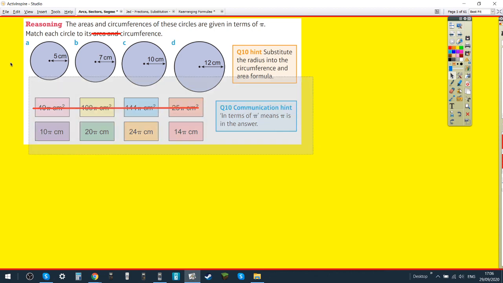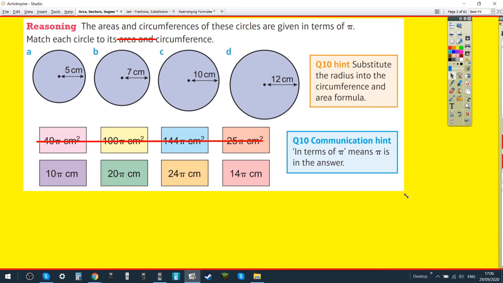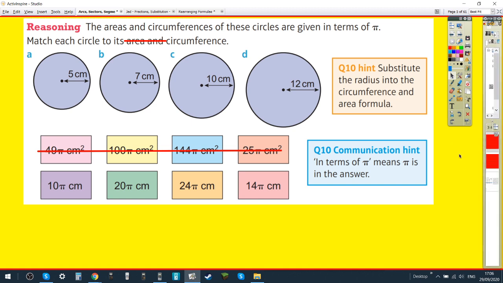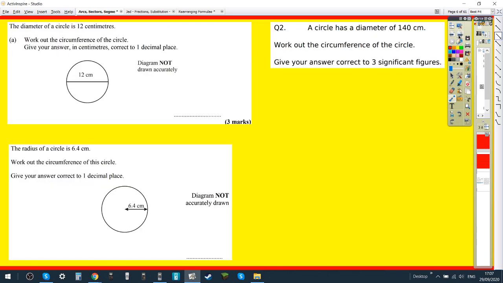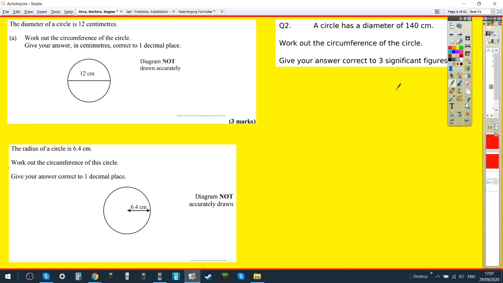Okay, match up the circle to its circumference. So A would be 10. C would be 20. B is 14 and D is 24. That's it. Okay, exam questions. Let's try them.